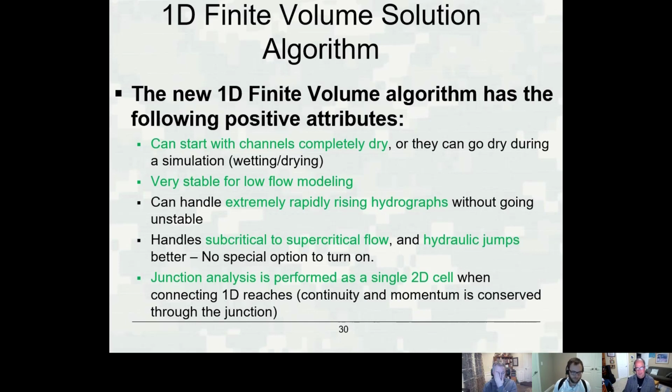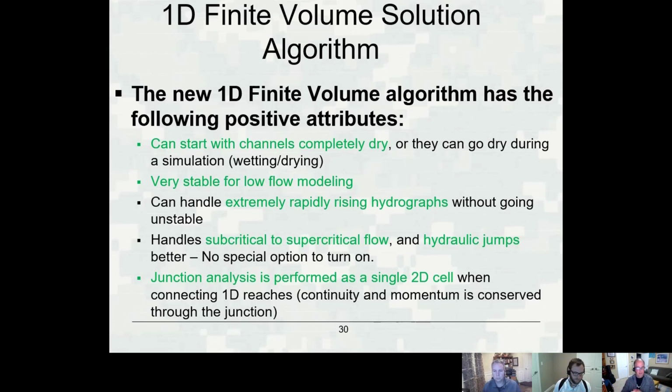The original 1D solver in RAS, the 1D finite difference solver, has some limitations. You can't let any cross section go dry. And in steep areas, modeling low flow is very difficult because the rapid changes in water surface from cross section to cross section with the finite difference approach cause instabilities. It just does. So it's actually more difficult to model low flow than it is high flow with that solver.